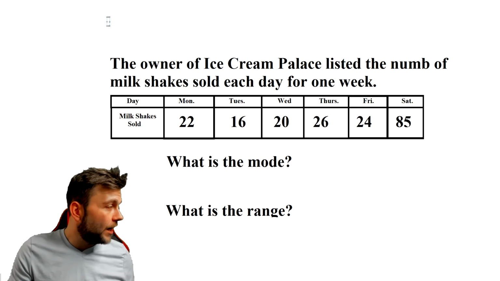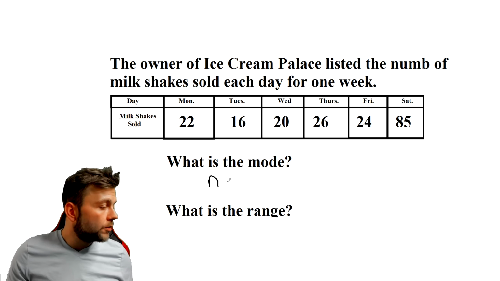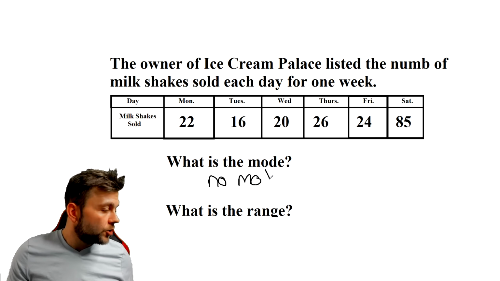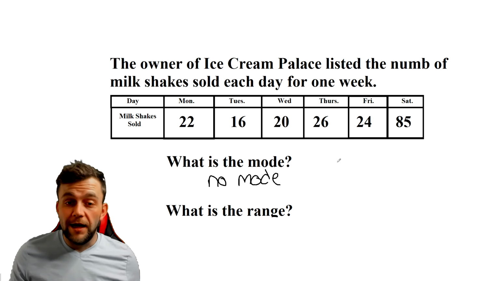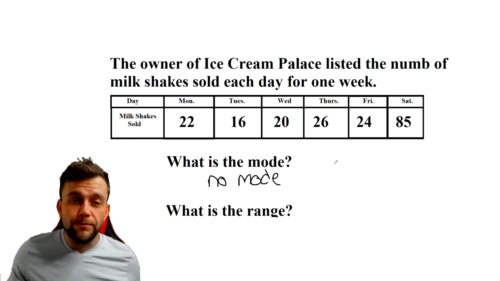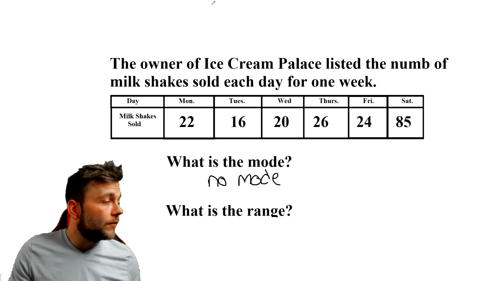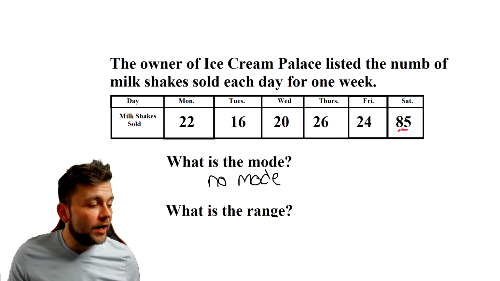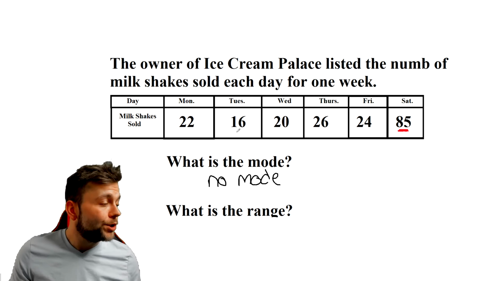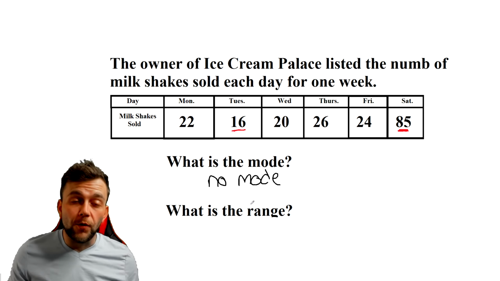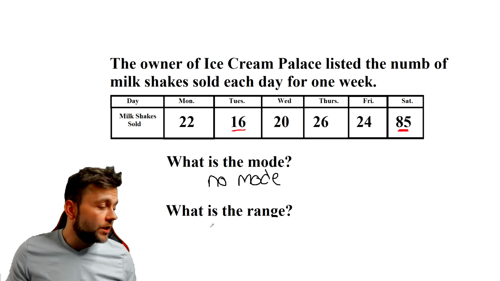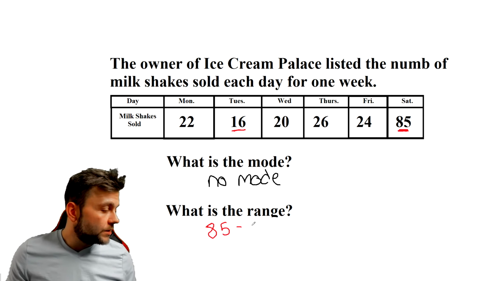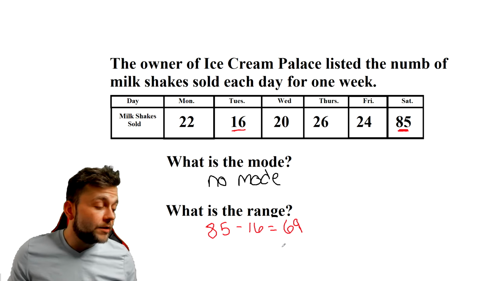So in this, we have no mode. Nothing shows up more than the other. Now, when we talk about our range of milkshakes sold in a week, we have our largest number, which is 85, and our lowest number, which is 16. So we're going to go ahead and subtract. Take the greatest number, 85, minus 16, and we get 69. Oh, that's a meme. So 69 is our range.